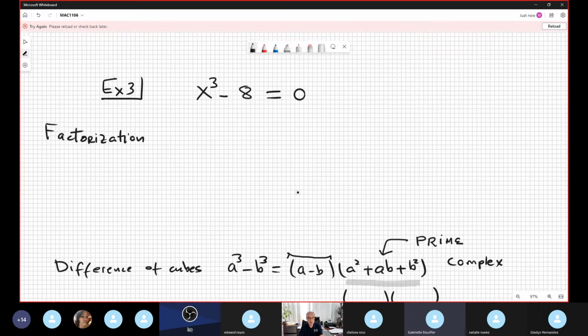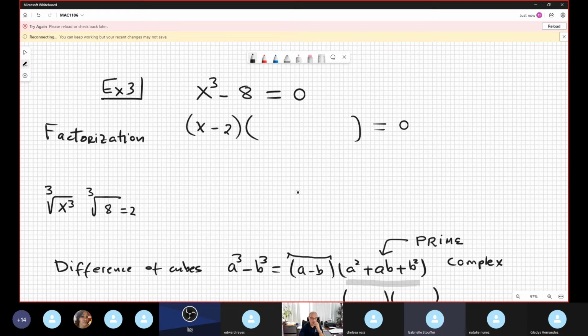The formula is you replace this by one binomial and one trinomial. And inside we apply the cubic root of x cubed, which is x. And you apply the cubic root of 8, you get 2. And between both, minus, look, this part is the formula.